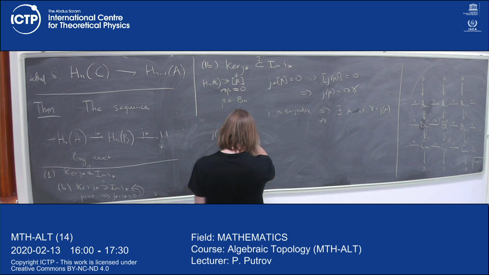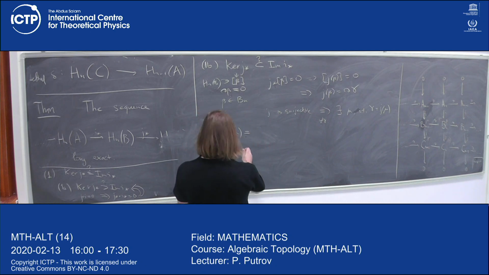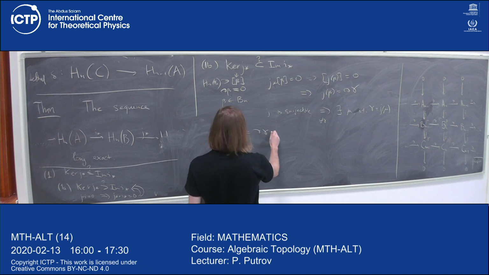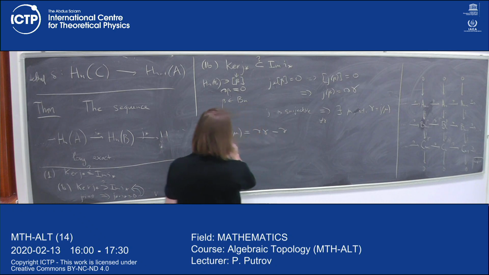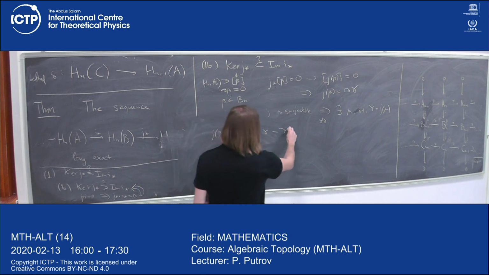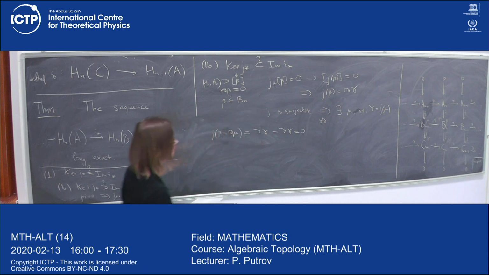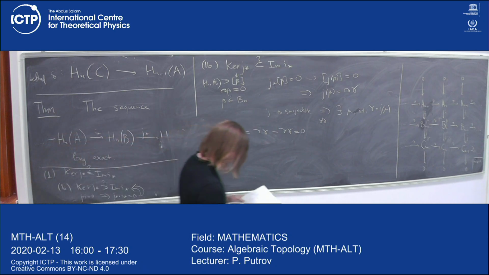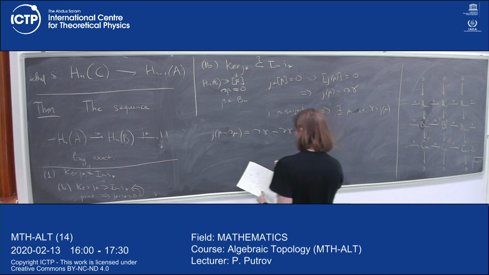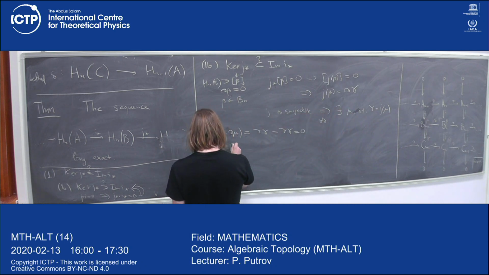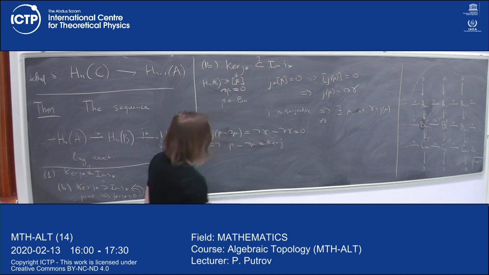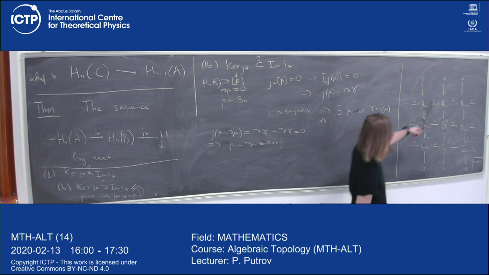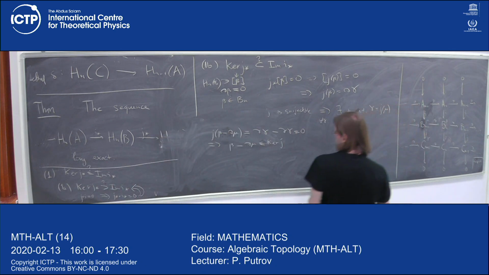So j of beta is d gamma, and j commutes with d, so this is the same as d of j of mu, which is also d gamma, and this is 0. Okay, so this means in particular that beta minus d mu is inside the kernel of J, so the difference is sent to 0 here.